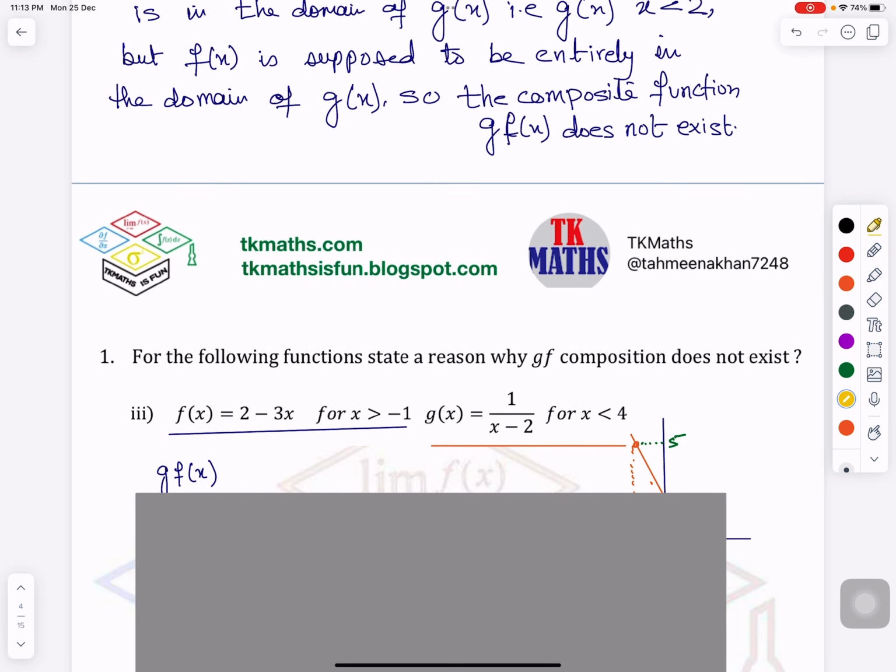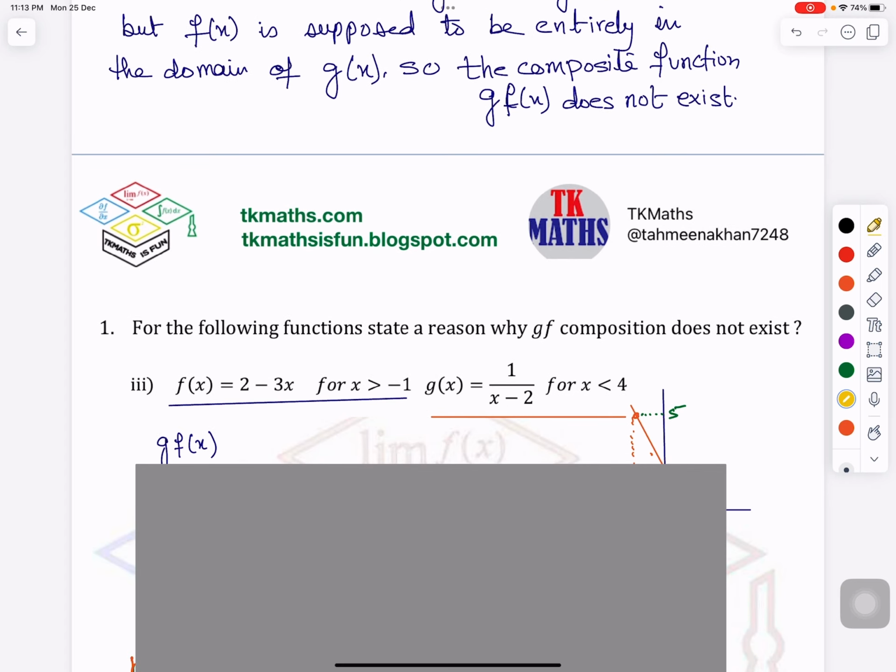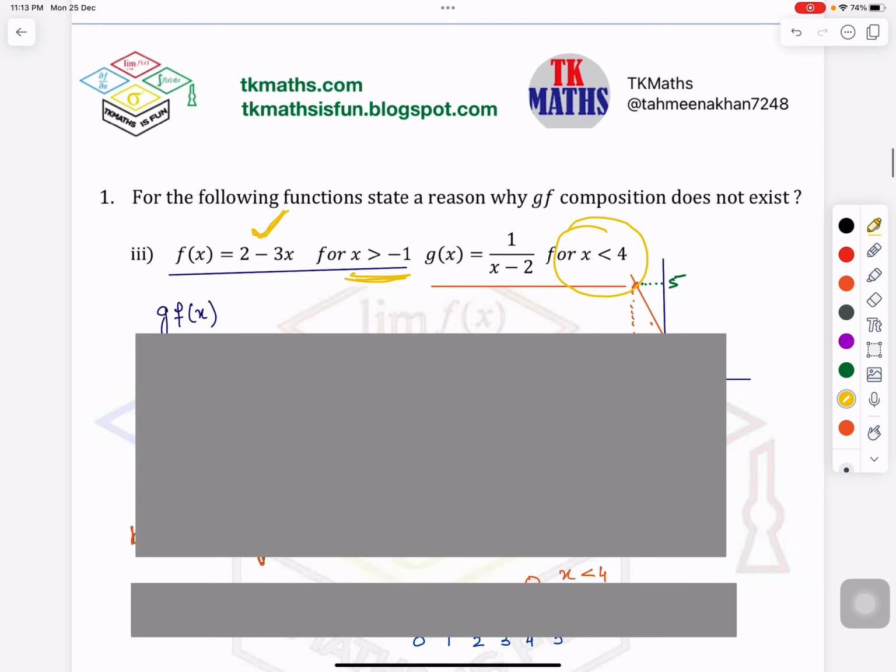I hope you will be able to do it by now yourself. Function f is a linear function and function g is not a linear function. So we will check for x greater than -1, what is the range of the function? That range of the function should lie within this 100%. Only then will the composite function exist. So let's see, is it the case or not?